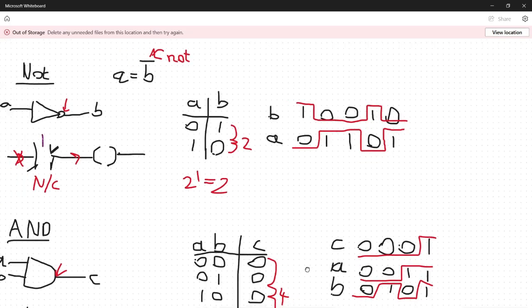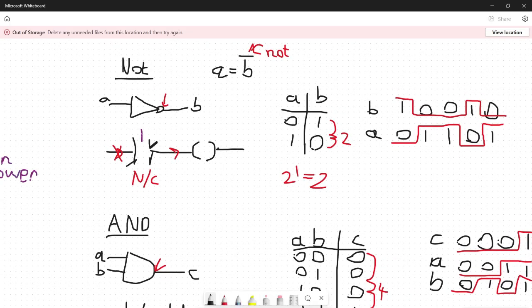Now, when we go back to the algebra here, what is C equal to? C is going to be equal to A and B. Because if A is 1 and B is 1, we'll get an output of 1. But we know in normal maths, if we times anything by 0, we're going to get an output of 0. So that's why our formula for an AND gate looks like that.